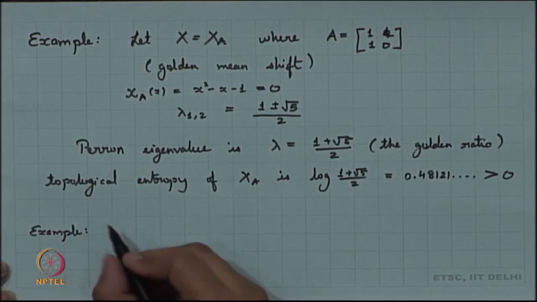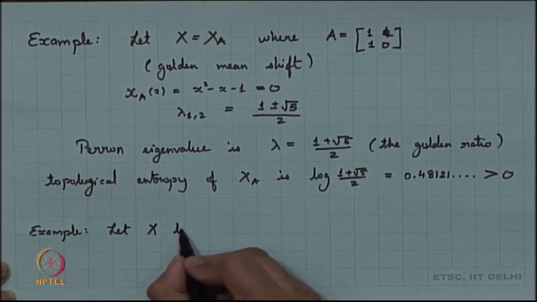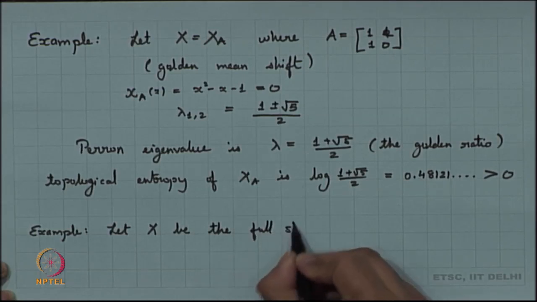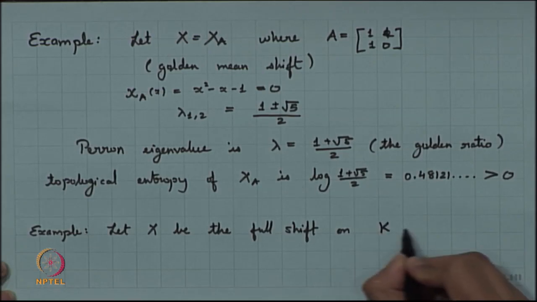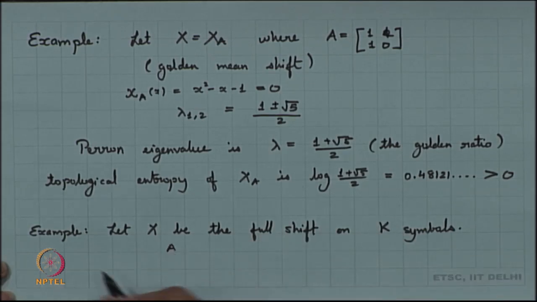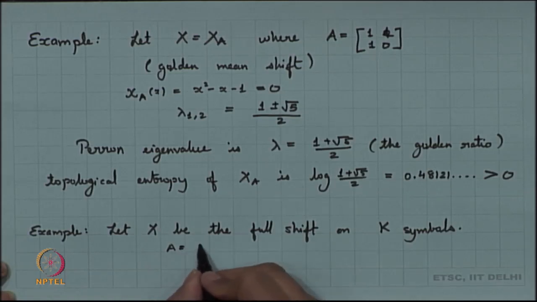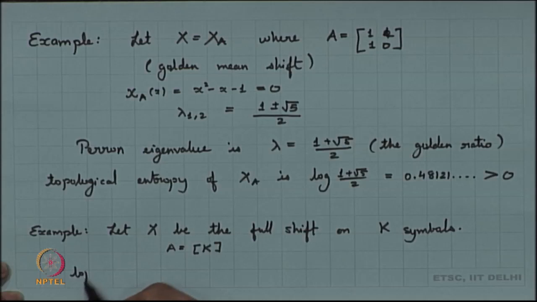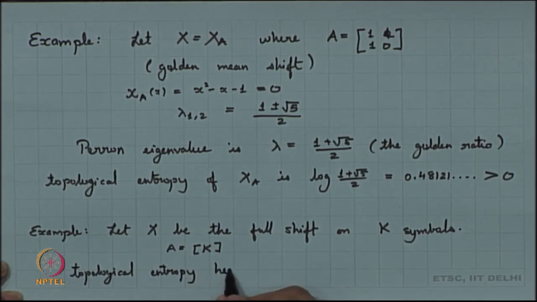There can be another example that we take up. Let us take a full shift on k symbols. Now, we very well know that if X is a full shift on k symbols, I can always write it as a subshift of finite type, with the underlying matrix being a 1 cross 1 matrix with a single entry k. Now, for this matrix, the Perron eigenvalue will always be k, and hence the topological entropy is log of k. So if you have a full shift on S symbols, your topological entropy is log S.